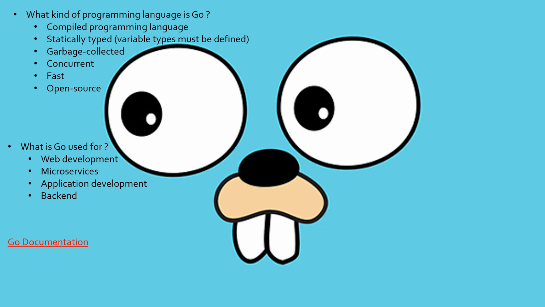So what kind of programming language is Go? Go is a compiled programming language, statically typed. So if you've used JavaScript or Python before, those are dynamically typed languages. The difference being statically typed, meaning you have to declare the variable type. Garbage collected, like in Java, unlike C or C++, where you have to manage memory.